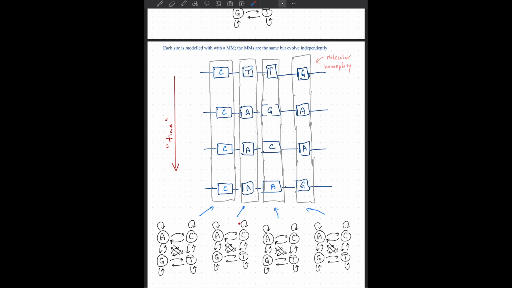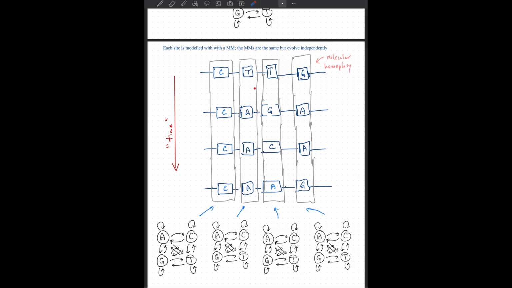Okay, so that's important. Now in the simplest models that we're going to look at today, each of these Markov models are independent, but they're identical. So this one evolves independent of this one, but the parameters for this one, including the start probabilities, are the same for all of these different sites. So the sites are all described by the same model, but the models evolve independently.